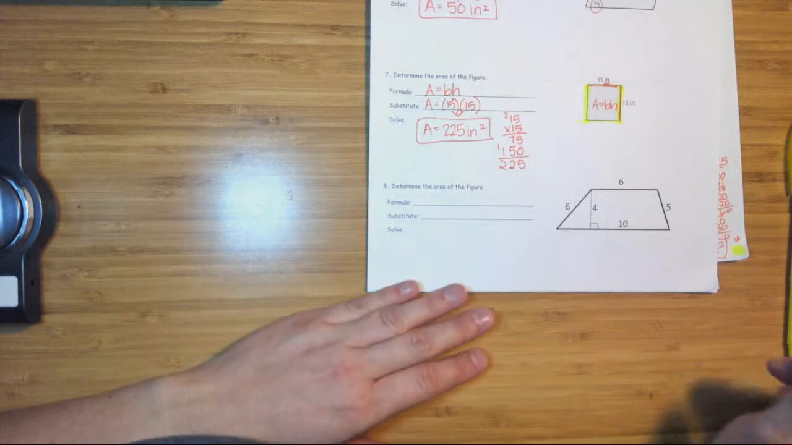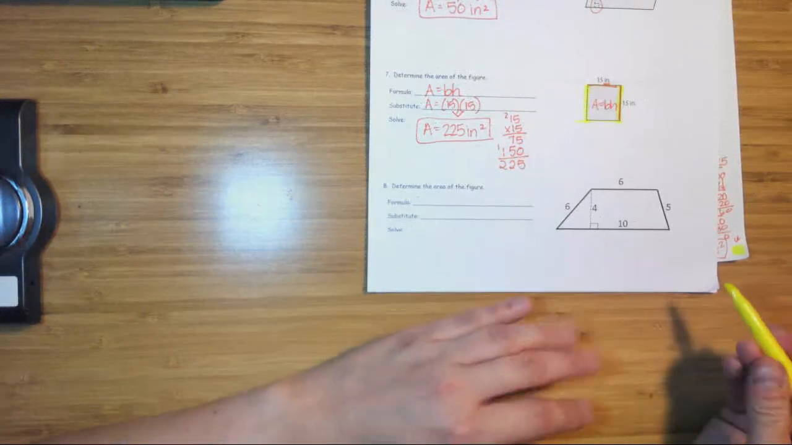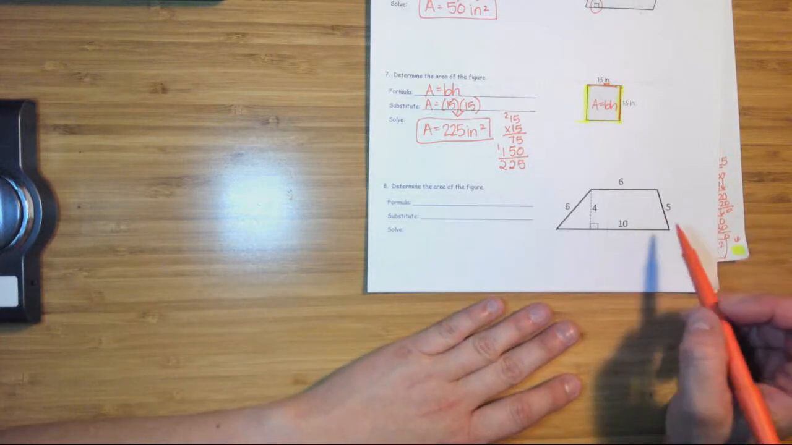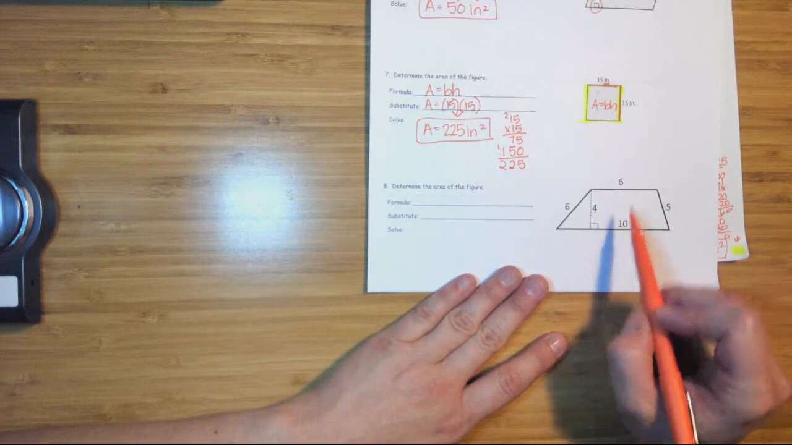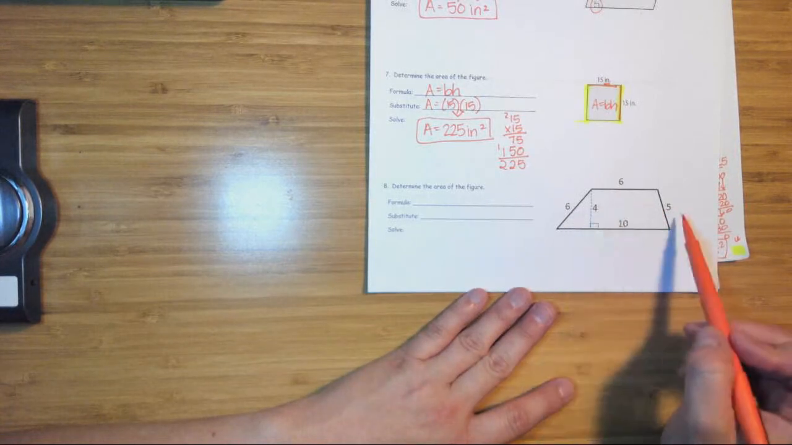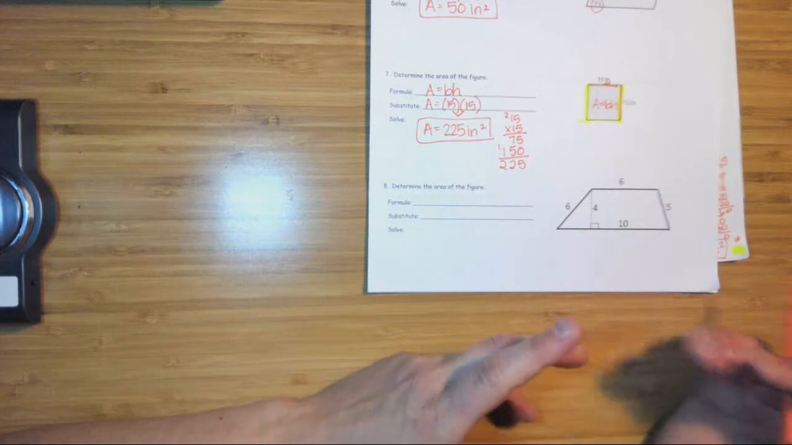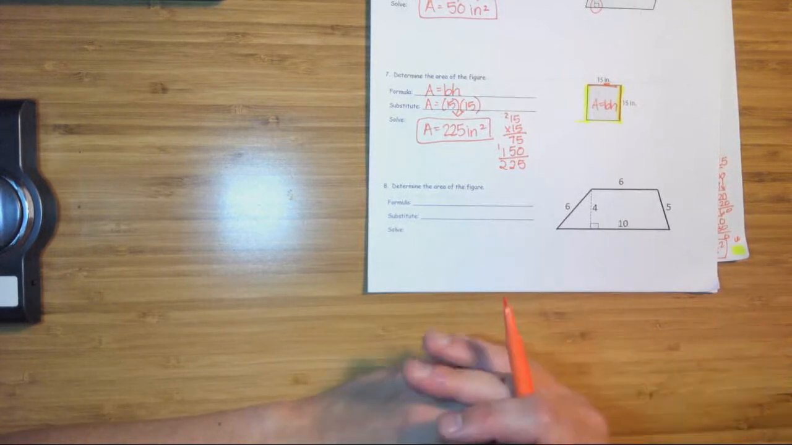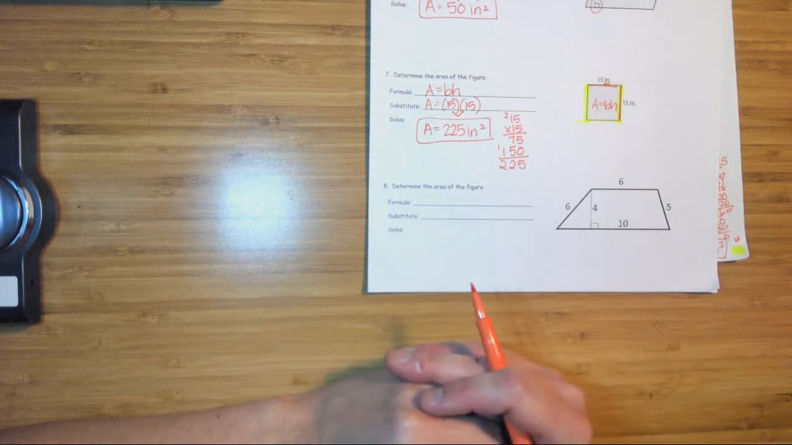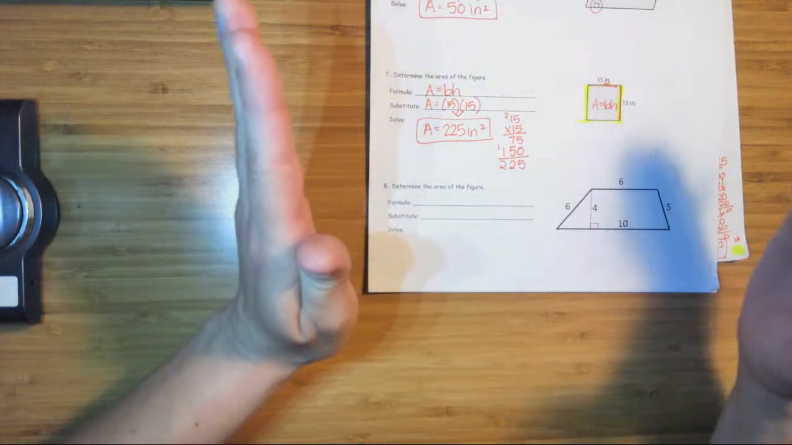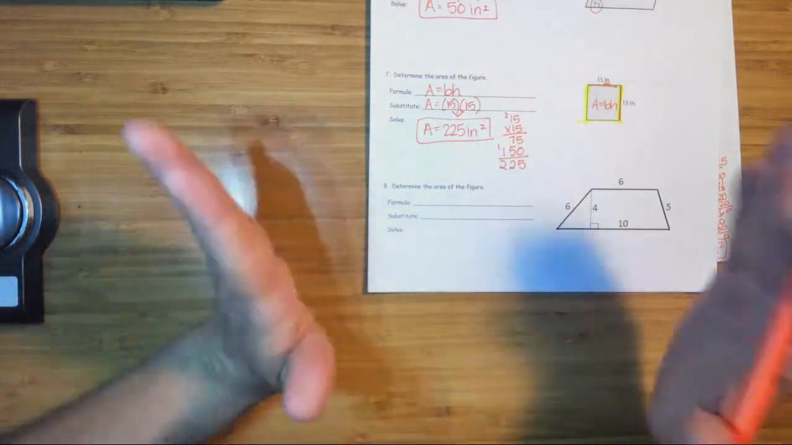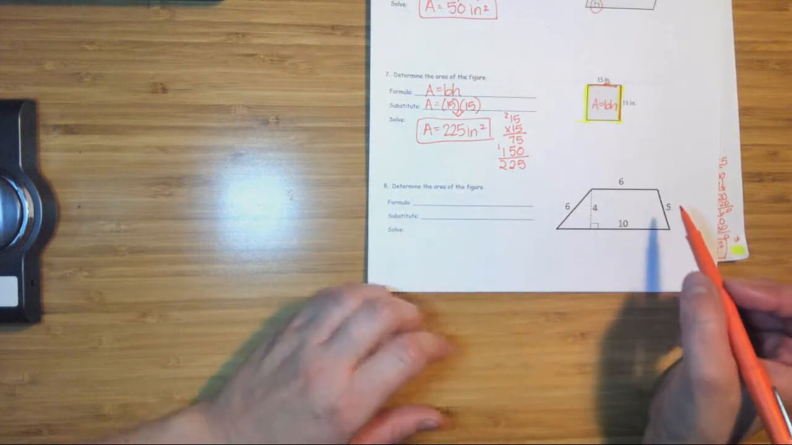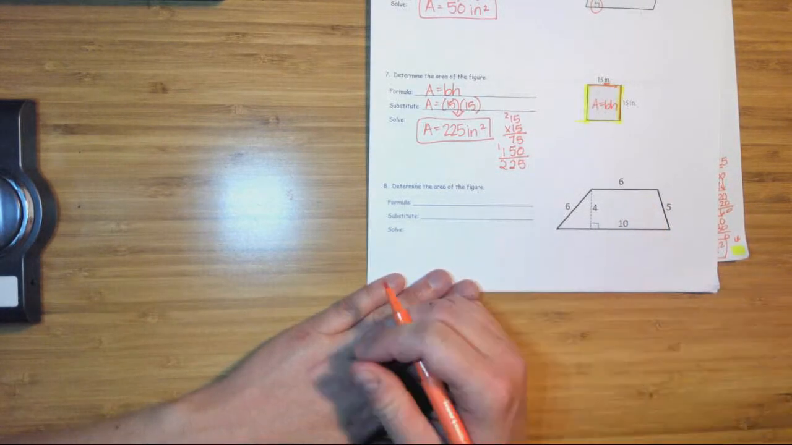Number 8, determine the area of the figure. Well, again, it does not tell us what the name of this figure is, so I have to figure it out. Looking at this, I see I have one set of parallel sides. These two sides are not parallel, so it can't be a parallelogram, because a parallelogram means opposite sides are parallel. Parallelograms also kind of look like a rectangle that's leaning, or a square leaning, something like that. This is definitely a trapezoid, okay? One set of parallel sides.